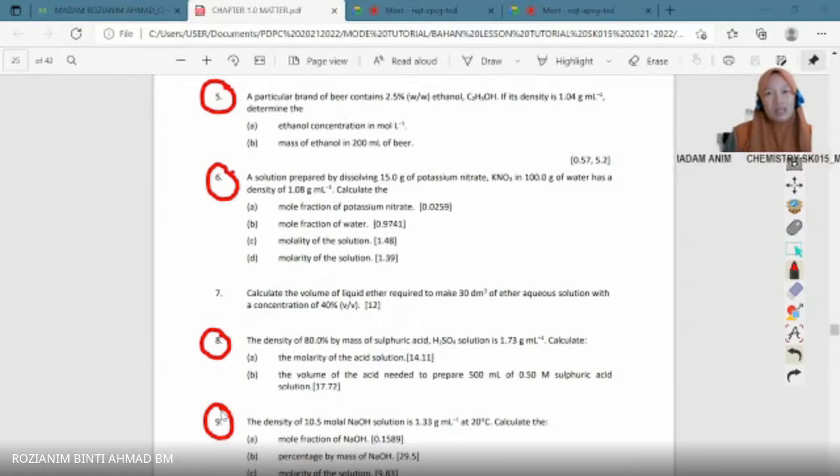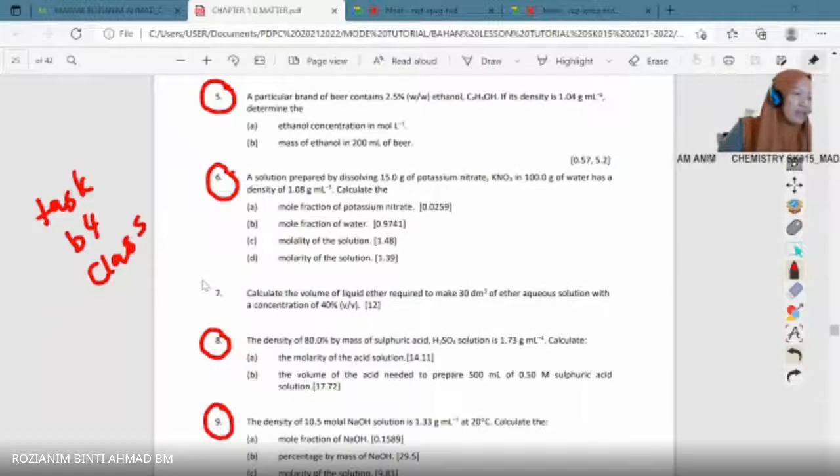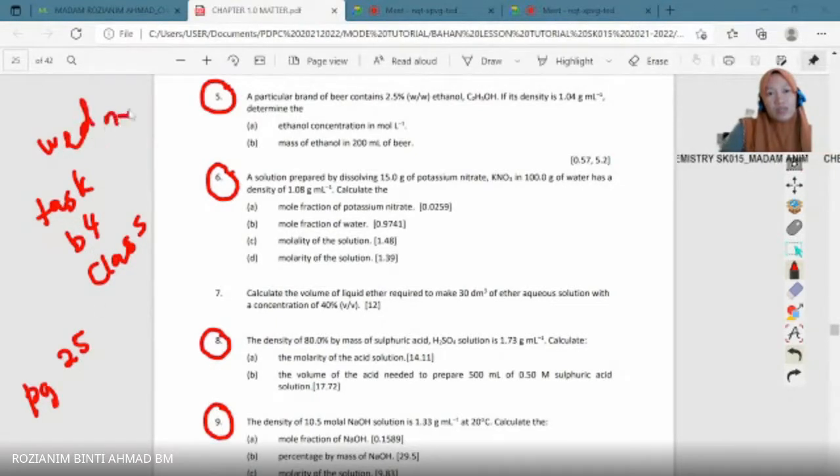Yang dalam GC hari Sabtu ni hanya example 3 sahaja. Any question? Class? You want to ask? Tak ada? Madam ni page berapa? Yang ini adalah page 25. Okay. Page 25, ni preparation before we class on Wednesday. Before class Wednesday next week.